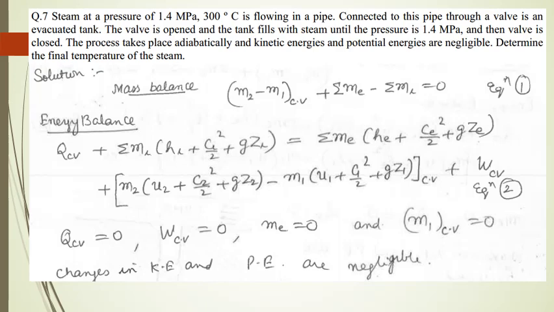As the process is taking place adiabatically, so QCV is going to be 0. Moreover, this system is not going to yield any shaft work. So W is also going to be 0. And the changes in kinetic and potential energies are also negligible. Now energy balance equation as shown by equation number 2 has been written over here.